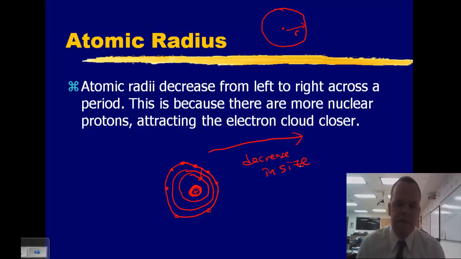Doesn't seem to make a lot of sense, but it has to do with the fact that you're adding more electrons to the same energy level. You have more protons to attract those negatively charged electrons, and since they're going into the same energy level, they're the same general distance from the nucleus, so that increased attraction pulls everything in closer together.